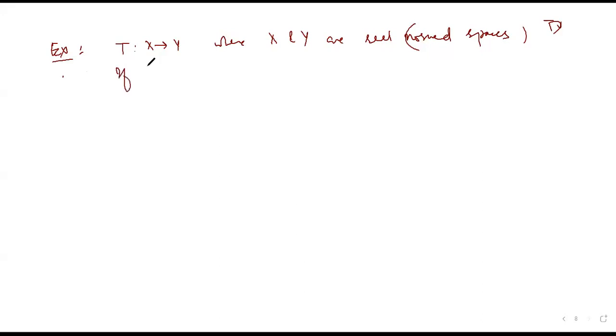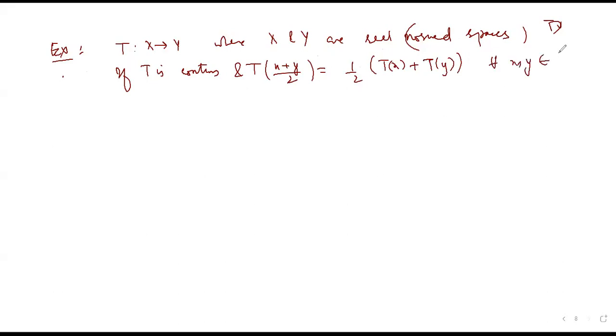if T is continuous, अगर T continuous है and it sends midpoints to midpoints, यानी T of (x plus y)/2 is equal to 1 by 2 of T of x plus T of y for all x, y belonging to X, then T is an affine map. T is an affine map.